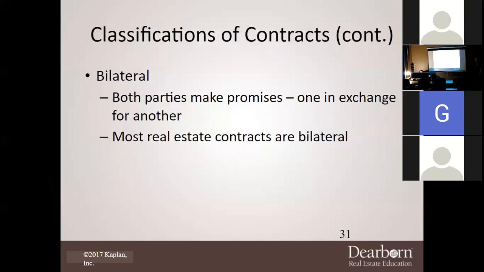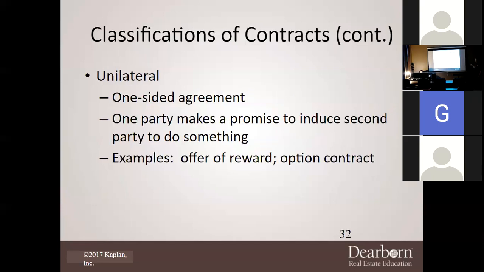But guess what? This is where they're going to trick you. Most real estate contracts are bilateral. Unilateral contracts are option contracts.